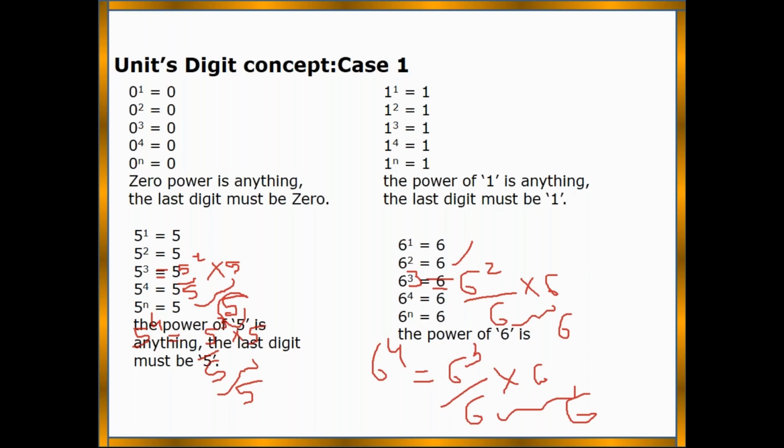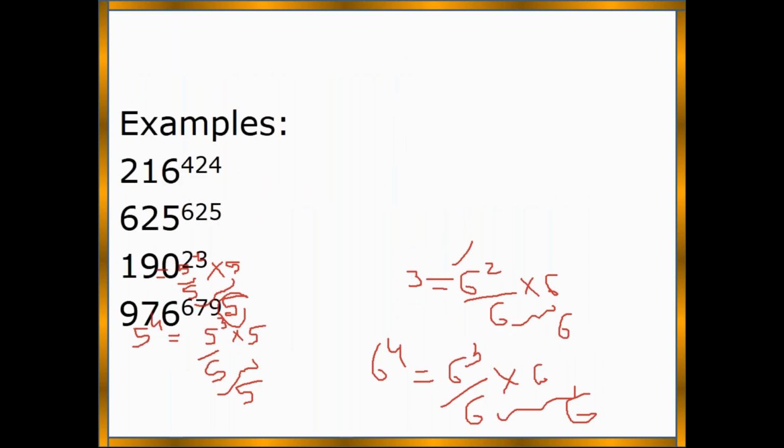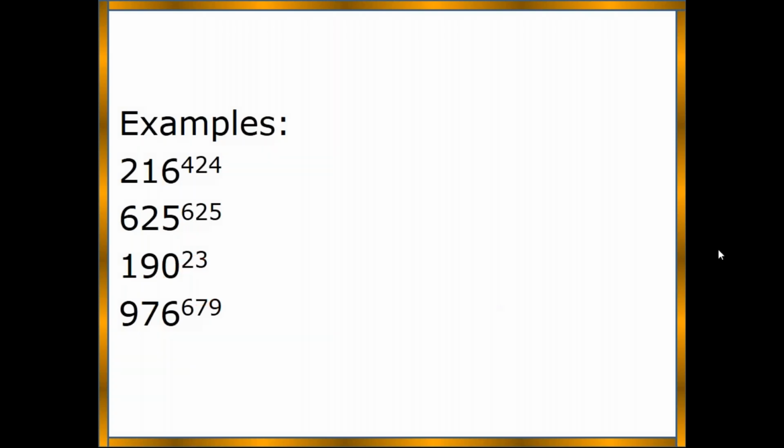So this is applicable for 0, 1, 5, 6. Please note down. If you want an explanation of how to get this: whatever the power of 0, 1, 5, 6 is, the last digit should be itself. Okay, so shall I give some examples? I have given some examples.